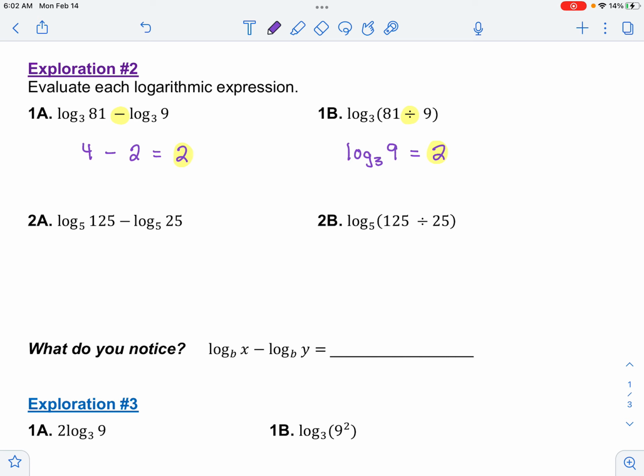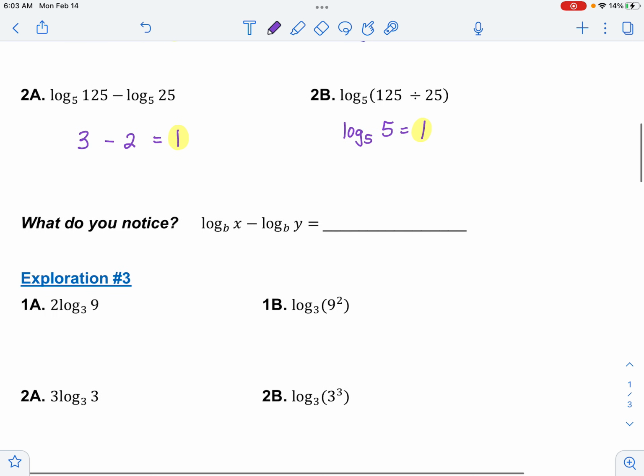Then we have 5 to what power is 125? This is 3. 5 to what power is 25? That's 2, so this expression is equal to 1. If we were to consolidate that into 1 log in which we divided the arguments, we get log base 5 of 5, which is also 1. The second property that we talked about is the quotient property. It says that we can take these 2 logs that are being subtracted, as long as they have the same base, and smush them together into log base b of x over y. These properties will be much more meaningful when we learn how to solve next week.